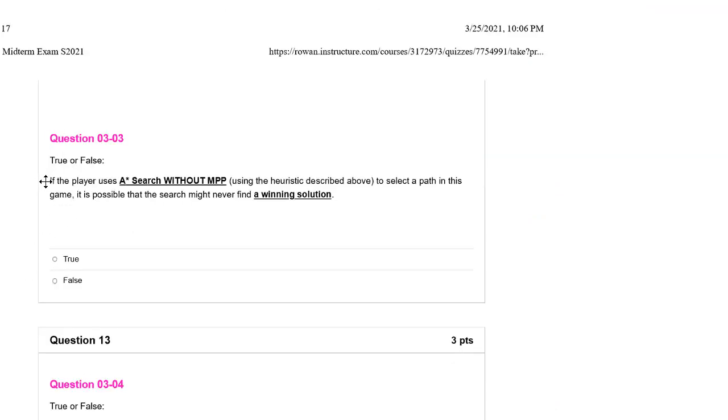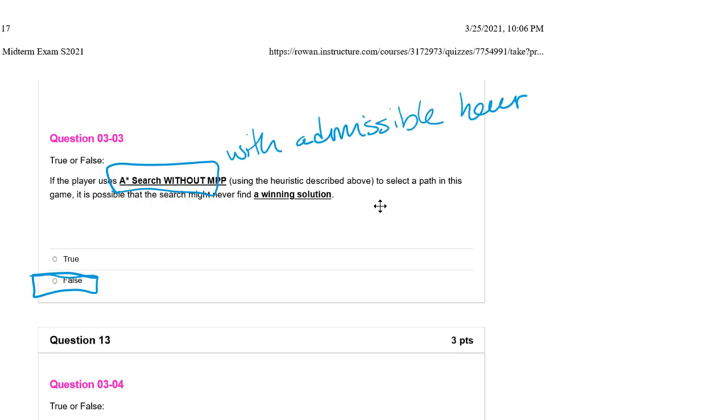So next question, true or false: if the player uses A* search without multipath pruning, using the heuristic described above to select a path in this game, it's possible that the search might never find a winning solution. And the answer is no, so that's false. We know that A* without MPP with an admissible heuristic is guaranteed to find a winning solution.